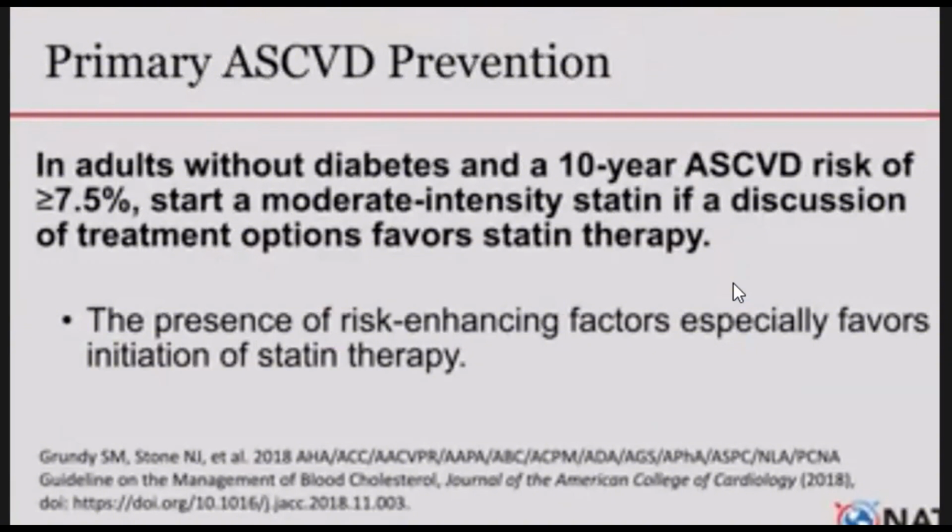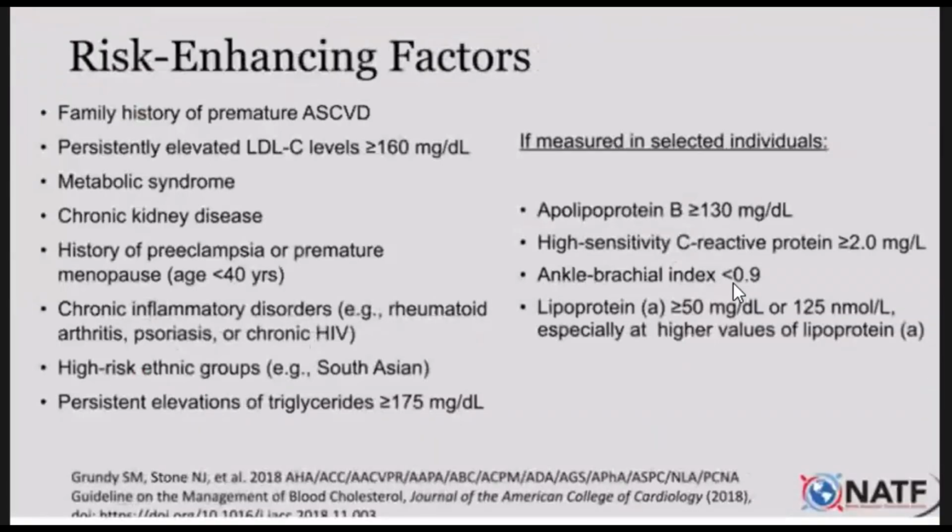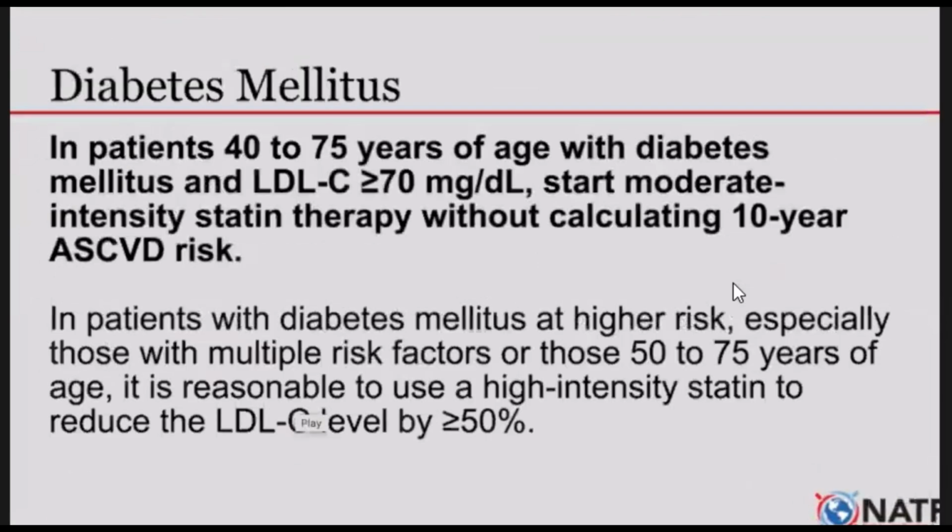There are risk factors and risk-enhancing factors. What are those risk-enhancing factors? These are the risk-enhancing factors: metabolic syndrome, history of preeclampsia, premature menopause, high-risk ethnic groups like South Asians, and also the presence of ankle brachial pressure index less than 0.9, and lipoprotein(a) presence. All are risk-enhancing factors. So if any of those risk-enhancing factors are there in a patient who is on a moderate intensity statin, that patient is a candidate for high-intensity statins.